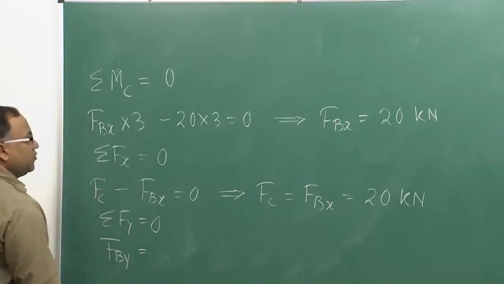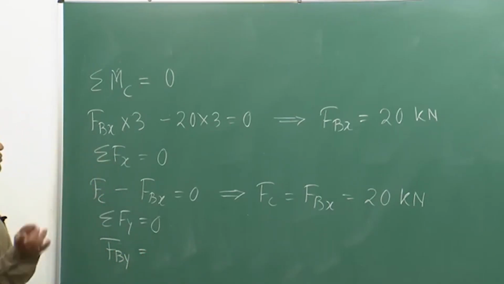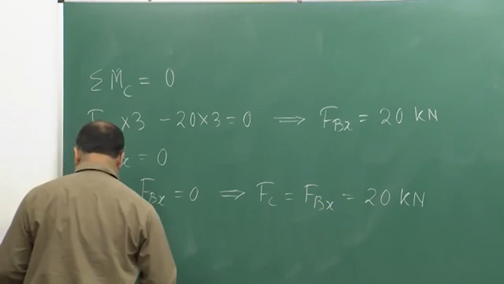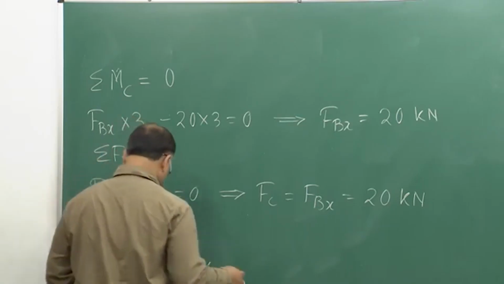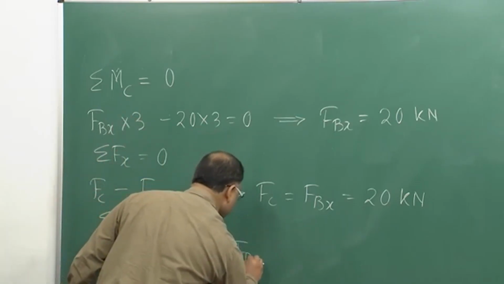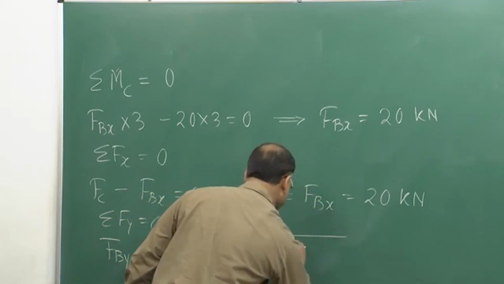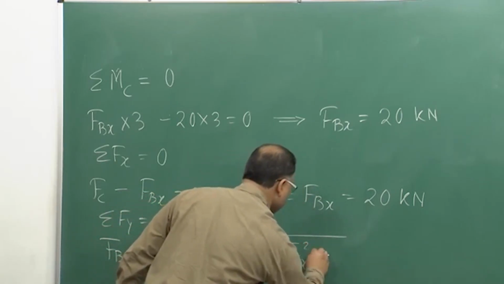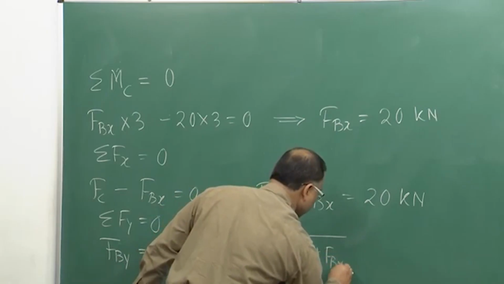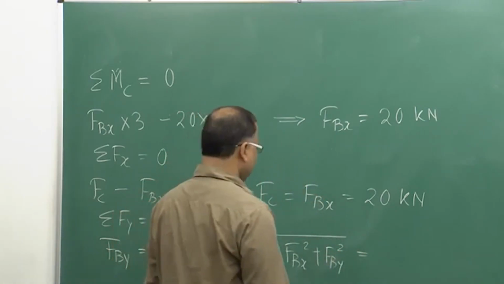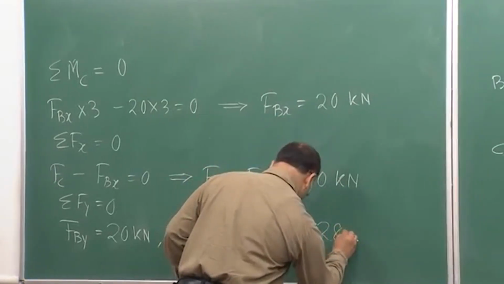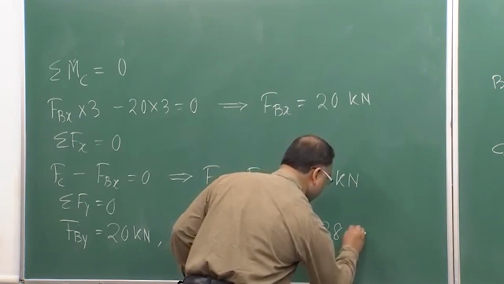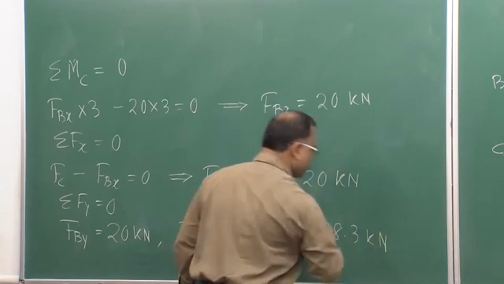Fby. What are the forces acting in y direction? Fby and 20 kilonewton. Okay. So, Fby will be simply 20 kilonewton. So, therefore, we can get Fb equal to root over Fbx square plus Fby square. Similar thing we have already done earlier in the lecture. So, that will be giving me 28.3 kilonewton.